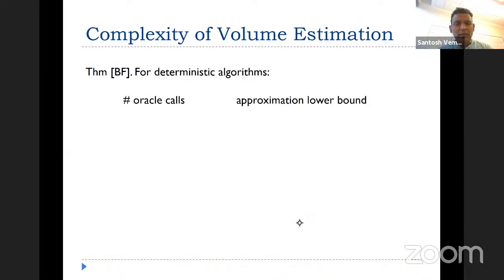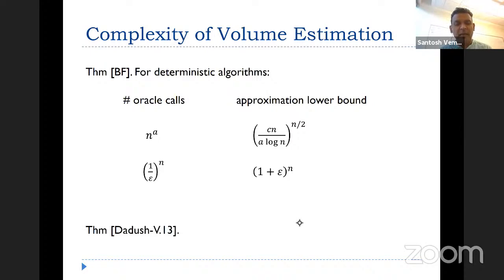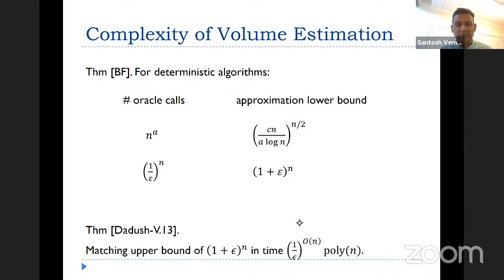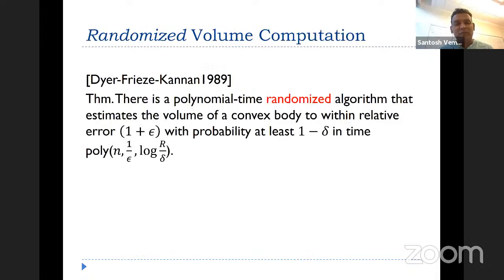So here is what we have, and this is the summary of the lower bounds. If you give me n to the a oracle calls for any a, the lower bound on the approximation is roughly n over log n to the n. If you give me 1 over epsilon to the n oracle calls, right, for any epsilon, the lower bound is still 1 plus epsilon to the n. So even if you give me a simple exponential number of oracle calls, you still have a lower bound that's exponential in n. And this is indeed tight, actually. With Daniel Dadush, we have a nearly matching upper bound on deterministic algorithms.